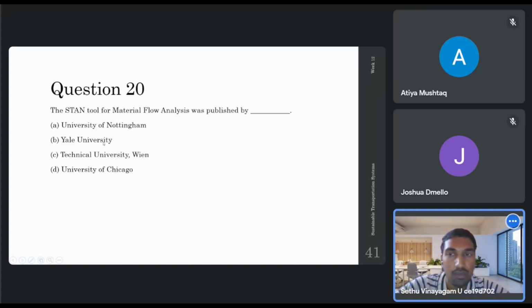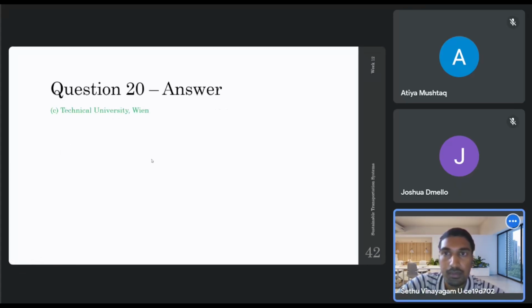The Yale University was for EPI. They developed the EPI, Environmental Performance Index, and the Technical University Vienna, in Austria, developed the STAN tool that is used for doing the MFA. So here we are looking at the STAN tool, which is developed by option C. So C is the right answer.